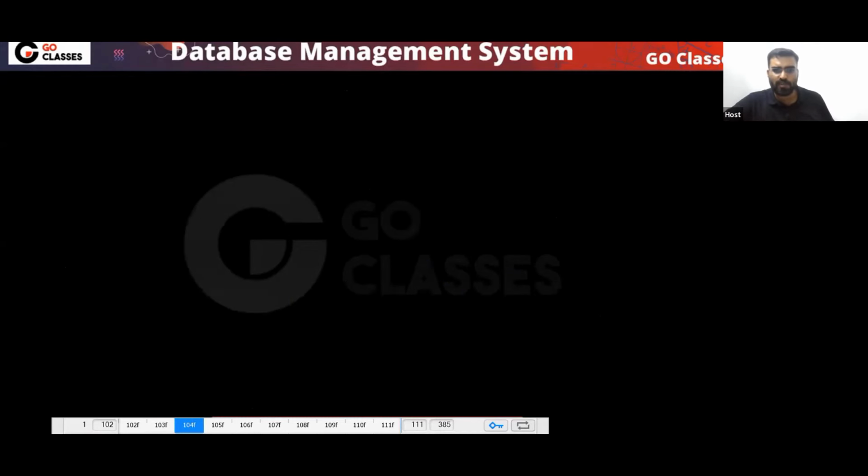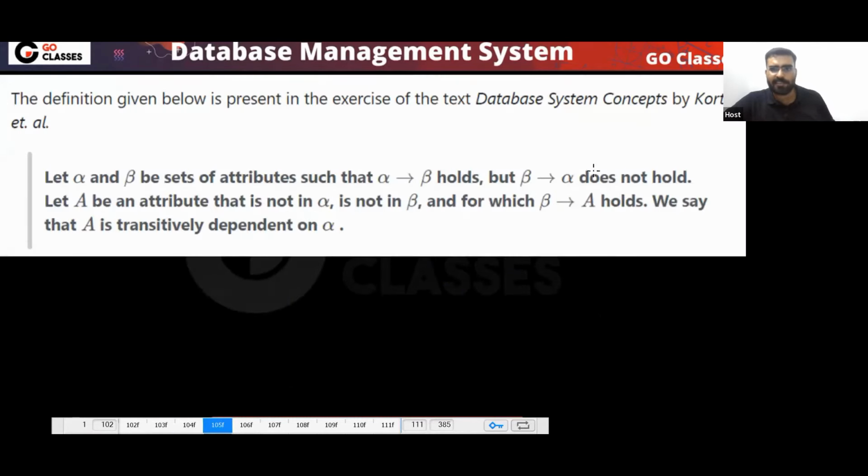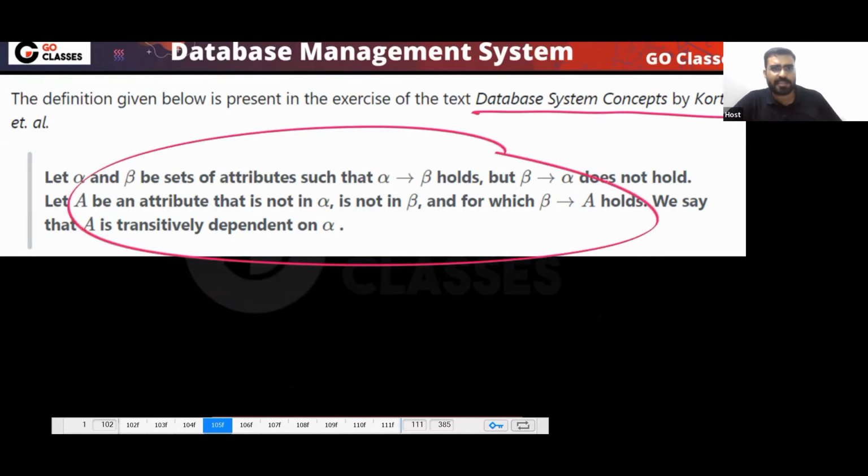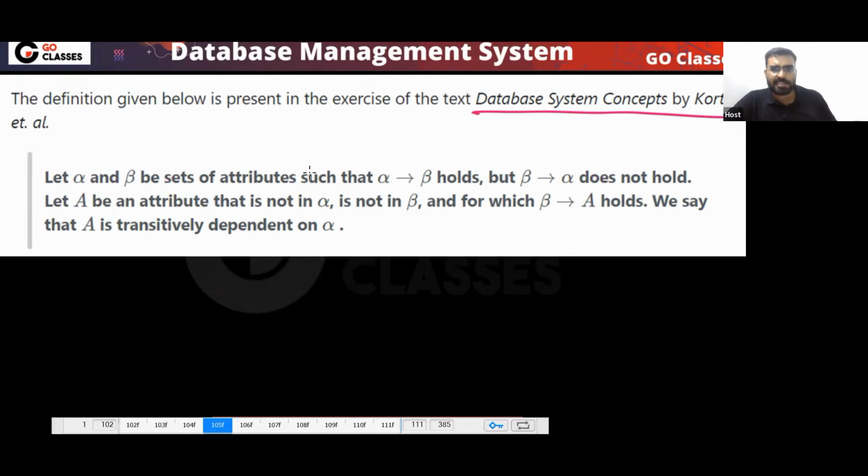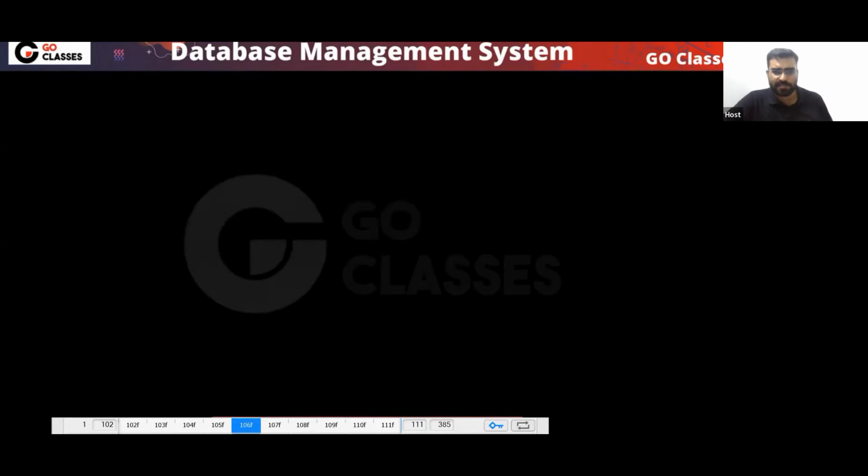What is the definition of transitive functional dependency? Let's see the definition from Korth, the book Database System Concepts. The definition says: alpha, beta are sets of attributes such that alpha implies beta, beta does not imply alpha, and beta implies A, then A is transitively dependent on alpha. Let me explain this definition.